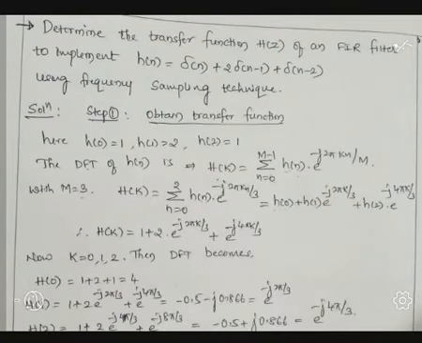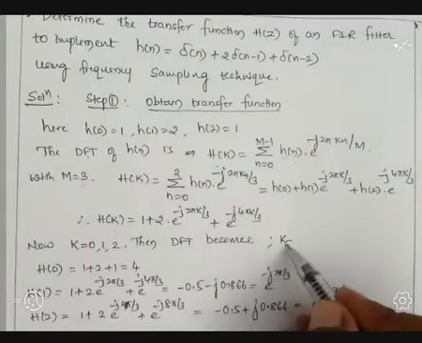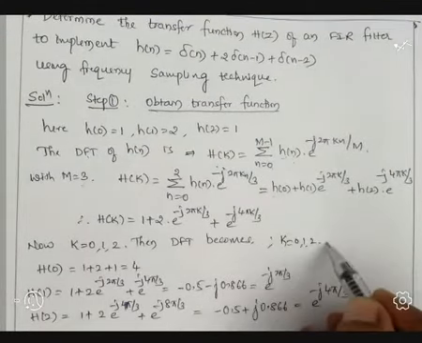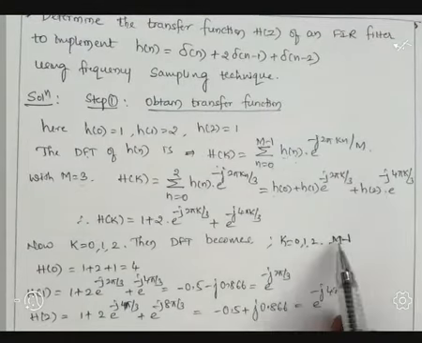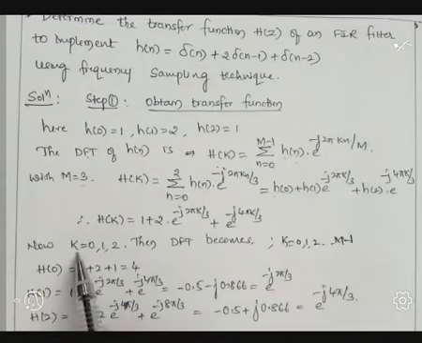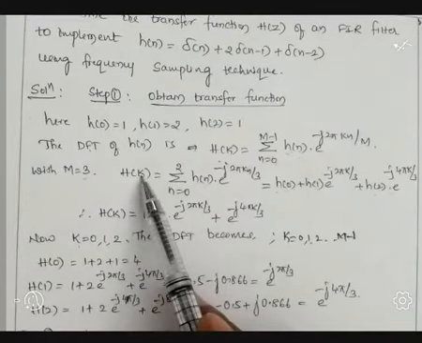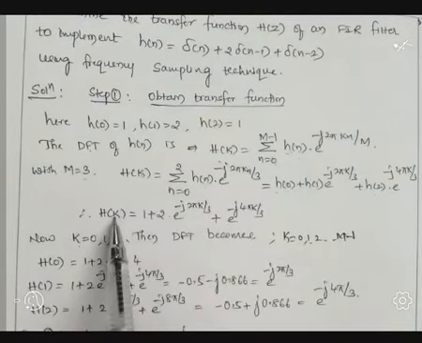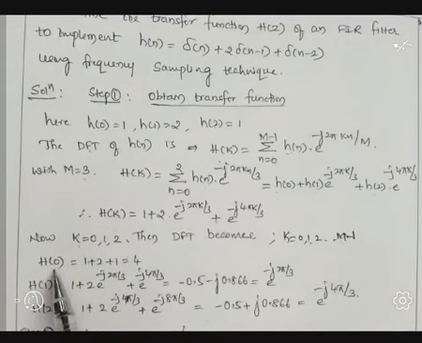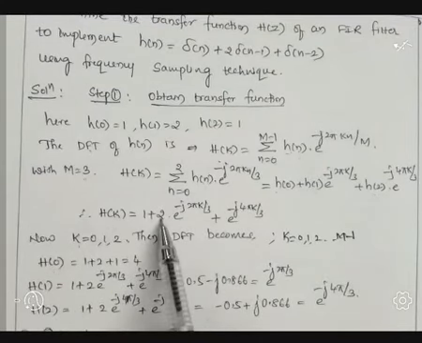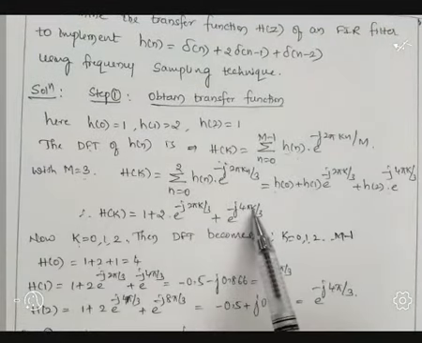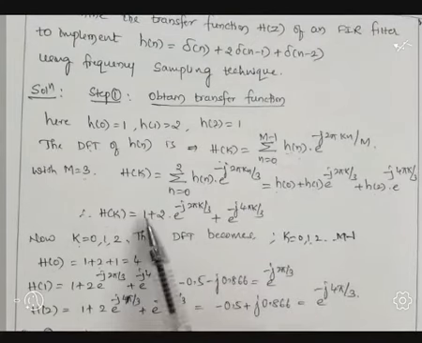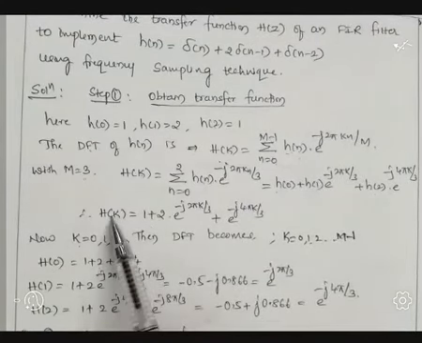We know that the value of k varies from 0, 1, 2 up to M minus 1. M equal to 3, so 3 minus 1 means 2. So k varies as k equal to 0, 1, 2. Then the DFT: k equal to 0, that is h of 0. Substitute 1 plus 2. K equal to 0 means e to the power 0, which is 1. This is also 1. So 1 plus 2 plus 1 equal to 4. We calculated h of 0.